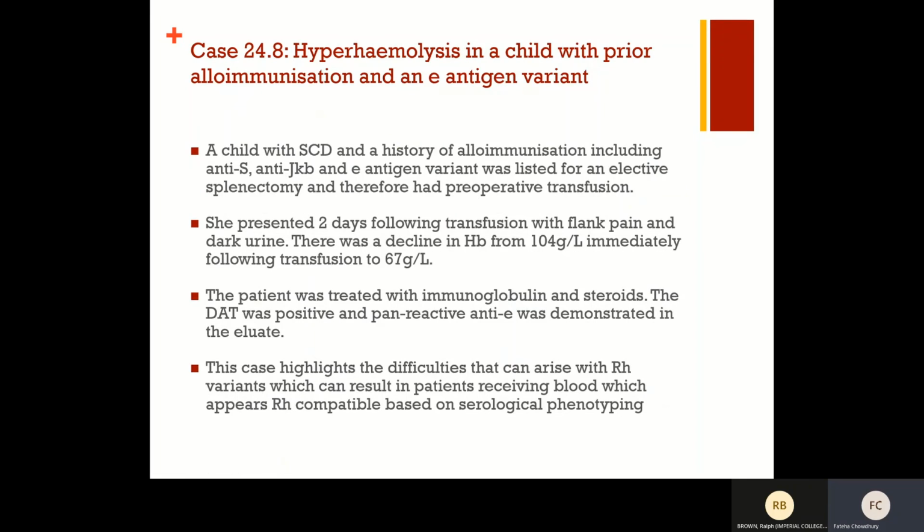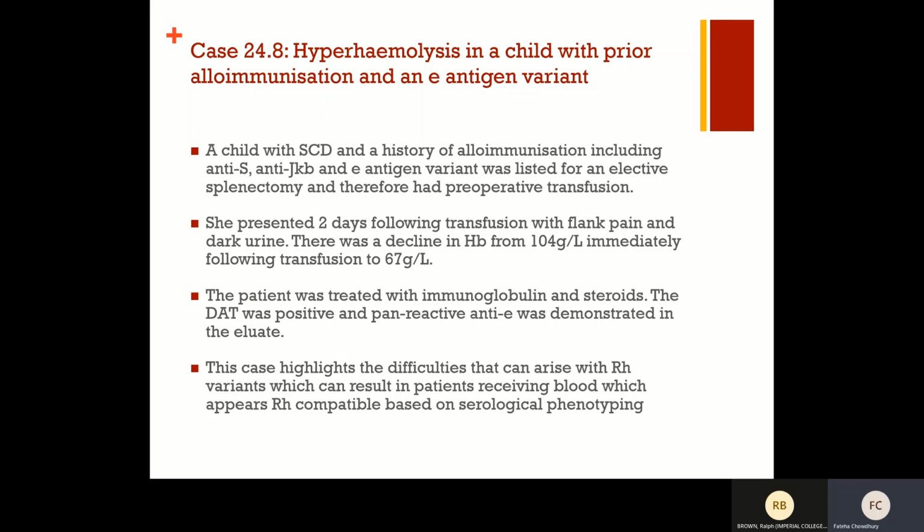The next case is of a hyperhaemolysis in a child with prior alloimmunisation and antigen-E variant. This is a child with sickle cell disease who had anti-S, big S, anti-JKB and E antigen variant and was listed for an elective splenectomy, and therefore had preoperative transfusion.